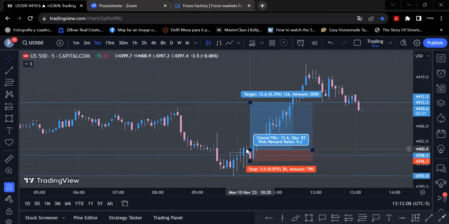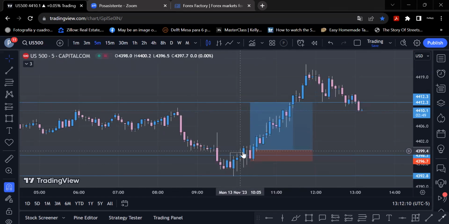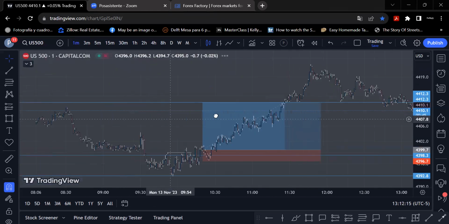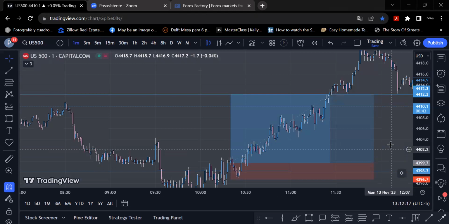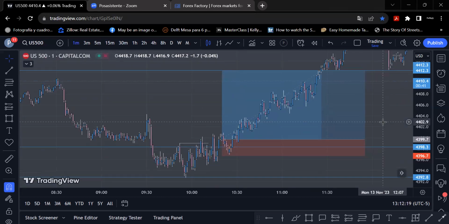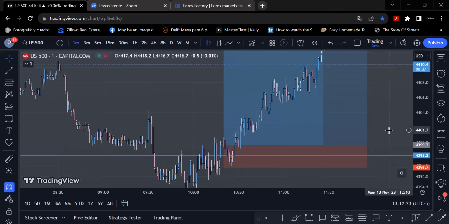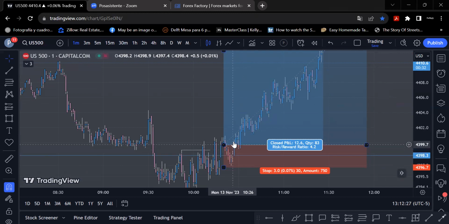As you guys can see, the 5-minute would give us the entry point here at the opening. And if we go to the 1-minute time frame, we could look for confluences or more confirmations for our entry and to know where exactly to place our stop loss. So as you guys can see, we came up, took out the high, and right here is where our entry is, where the opening of the 5-minute candle is.